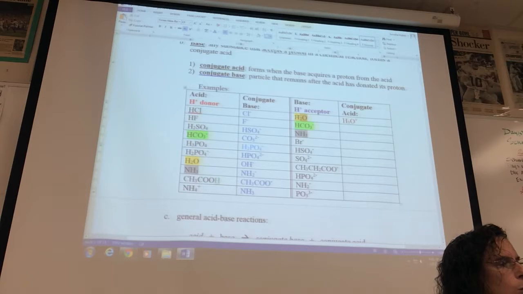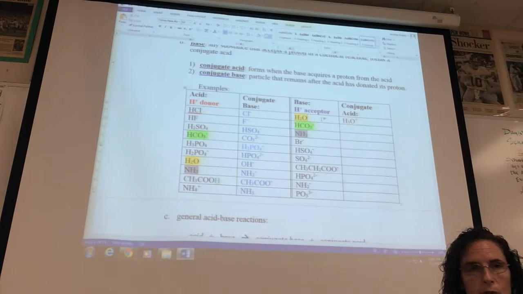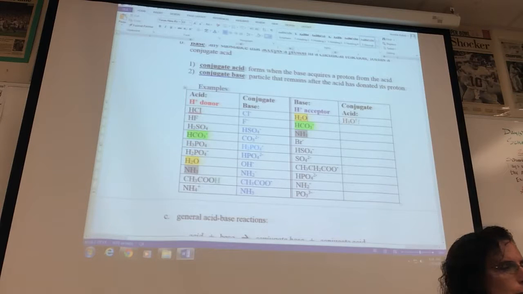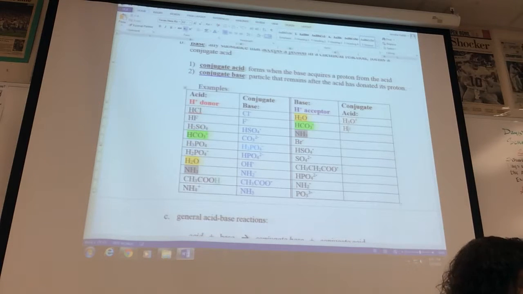So for example, water can act as a base. It's neutral in terms of its charge. It accepts a proton, and it forms H3O+. So that would be HCO3 minus. This one, be careful now, you have to gain a proton. So you have one H, you gain one, so now you're going to have 2. And that's going to be carbonic acid.